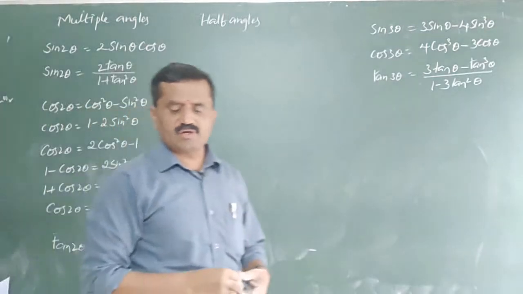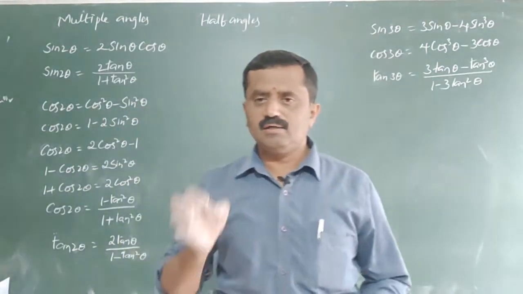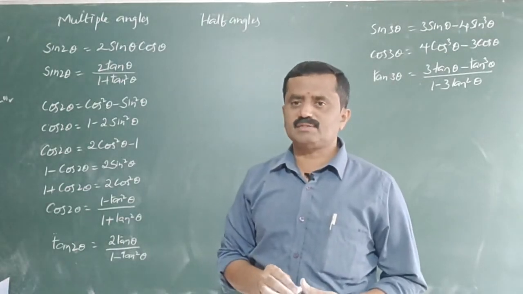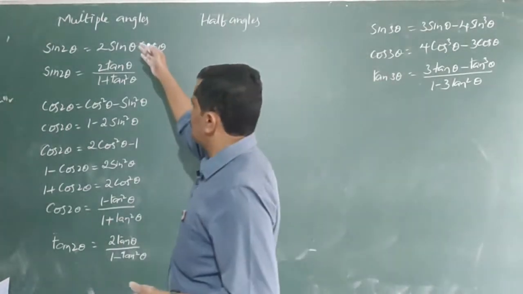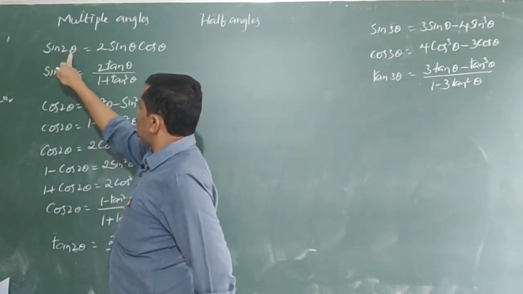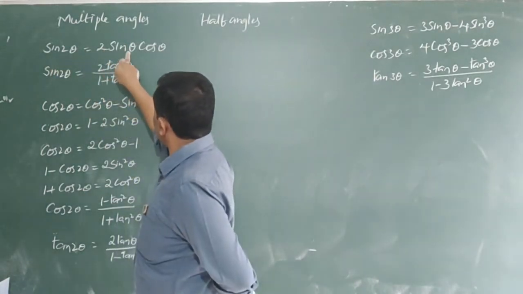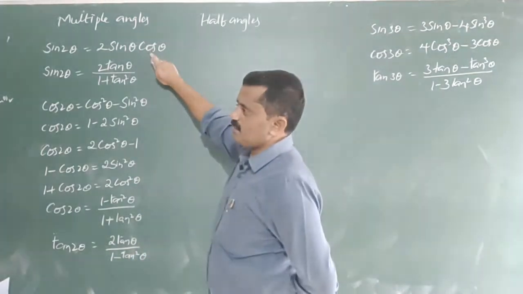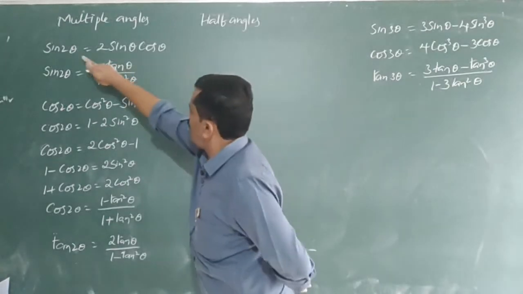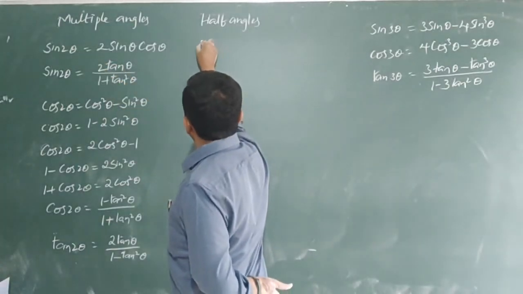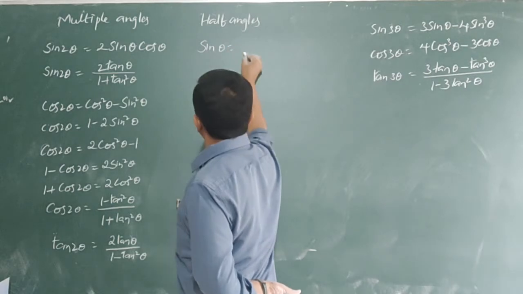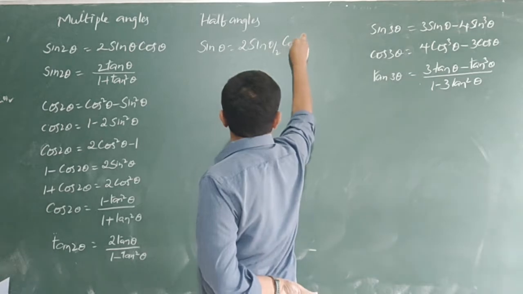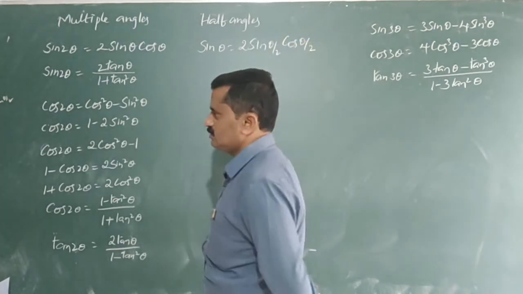So next we have trigonometric ratios of multiple angles and half angles. So we have multiple angles, that is sin 2 theta is equal to 2 sin theta into cos theta. We can express this in terms of half angles, that is sin theta is equal to 2 sin theta by 2 into cos theta by 2.